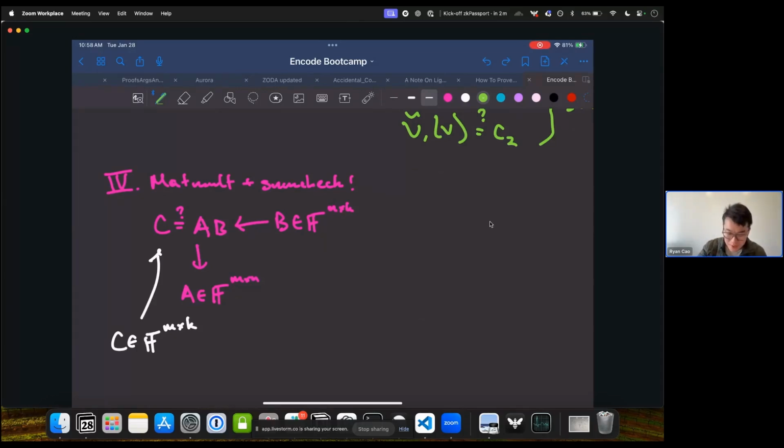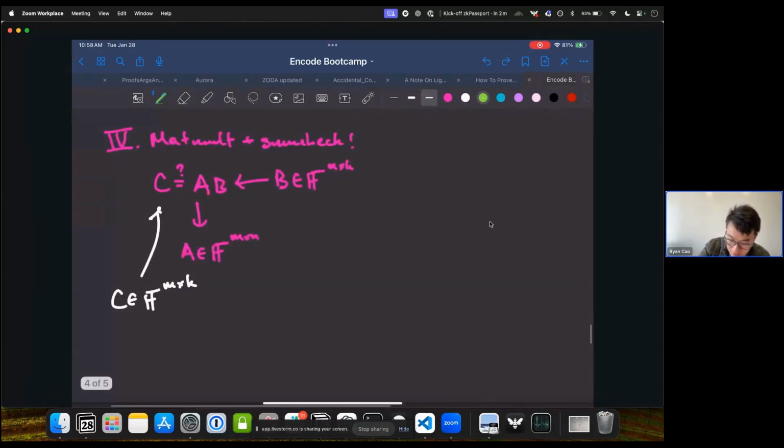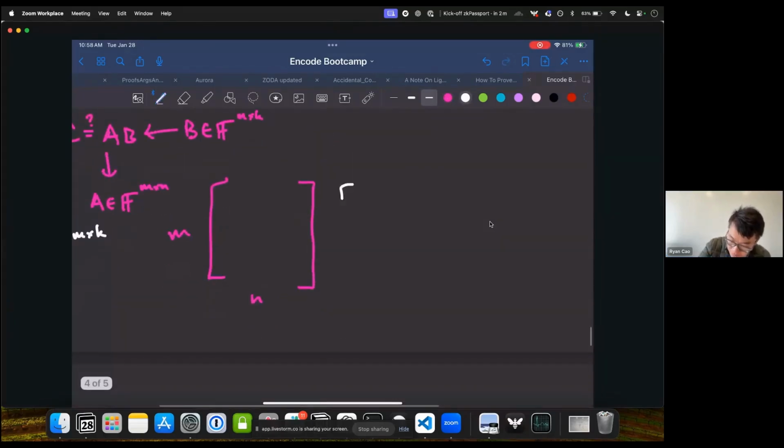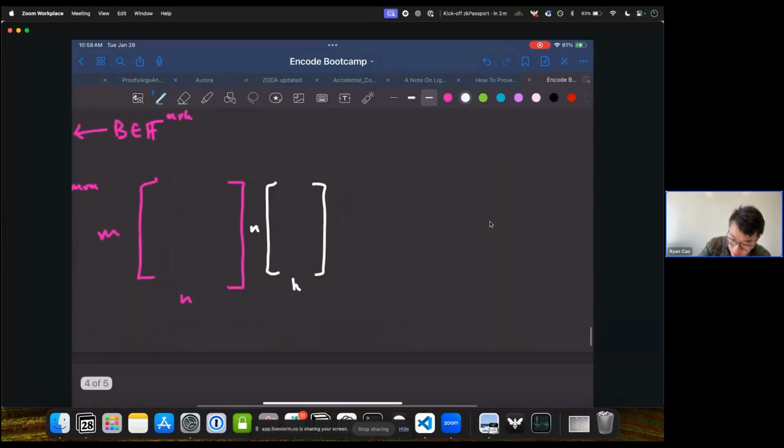Okay, so let's just draw this out. Let's say that A in this case is this. So A is going to be M by N. B in this case is going to be, let's say, like this. So this should be N. That doesn't look right. Let's make it like this. Okay, so B in this case is N by K. And then this equals question mark C, which is going to be M by K, where K is quite skinny.